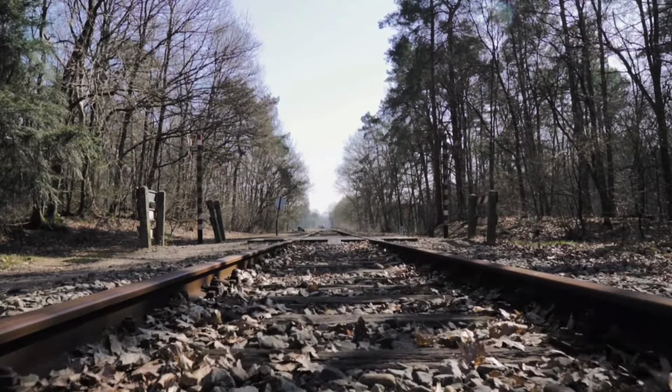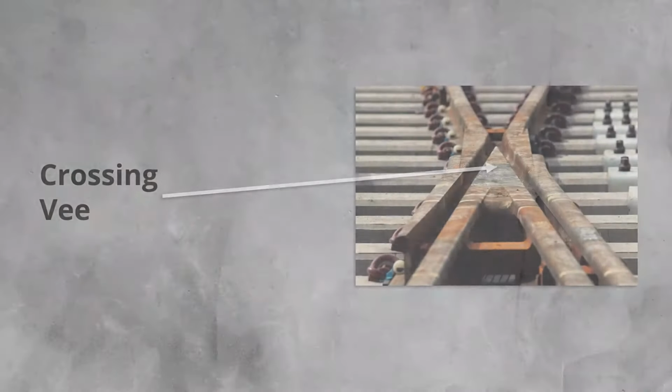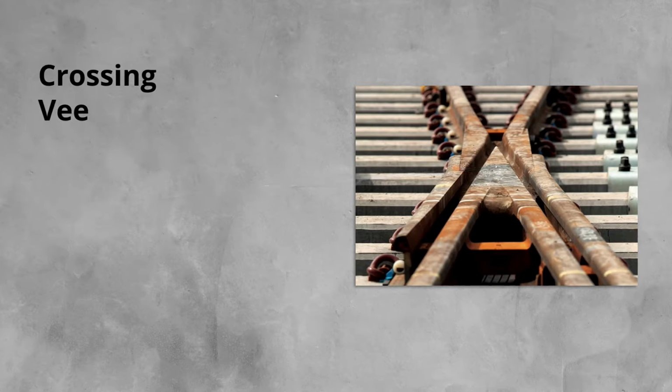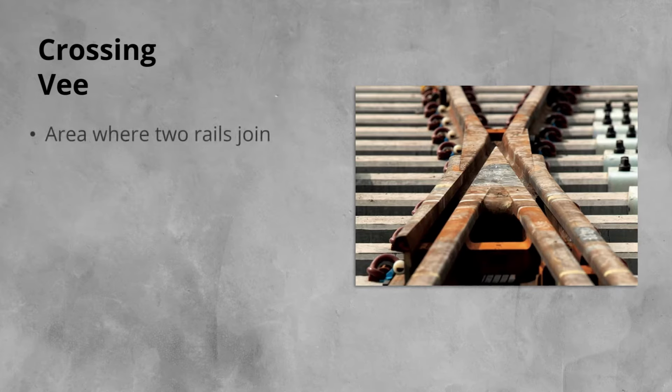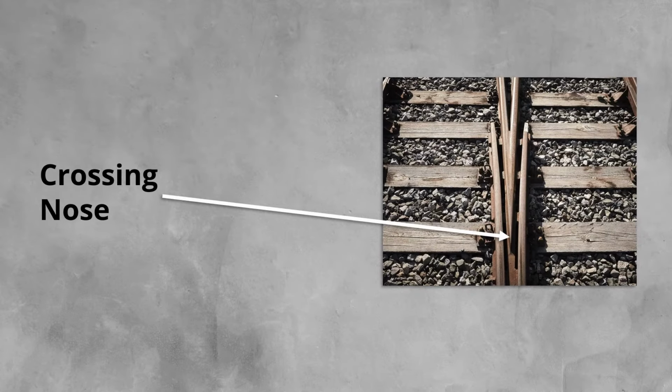The first part of the crossing we will look at is the crossing V. The V is the area where the two rails that are crossing over each other join. For more on the different ways the V can be constructed, check out our crossing construction types or intro to S&C videos. Next up is the crossing nose.